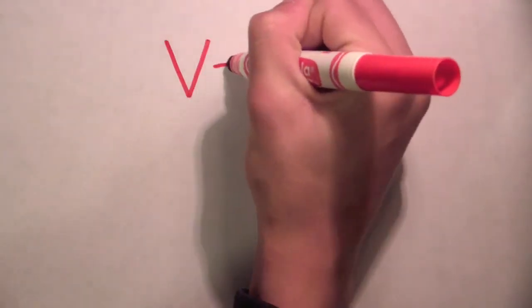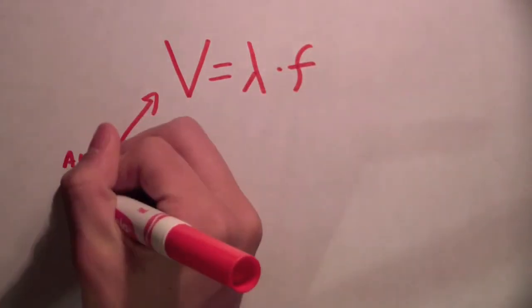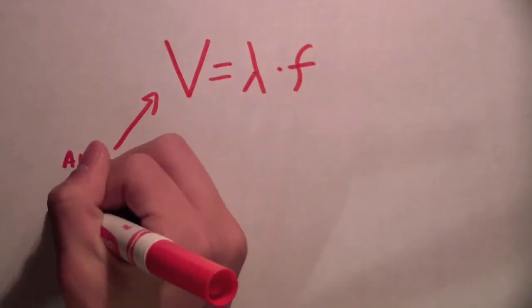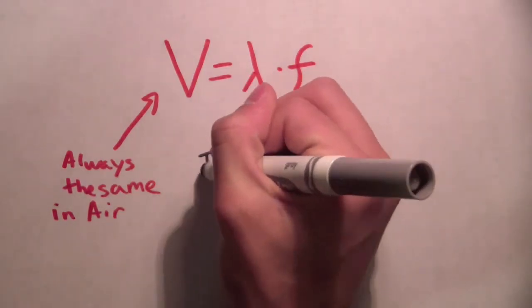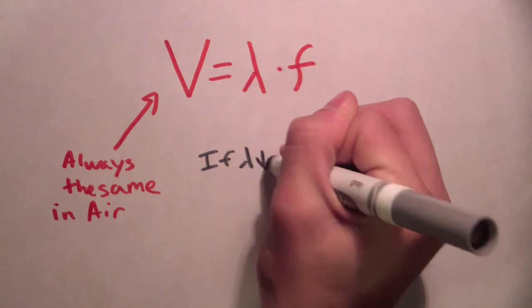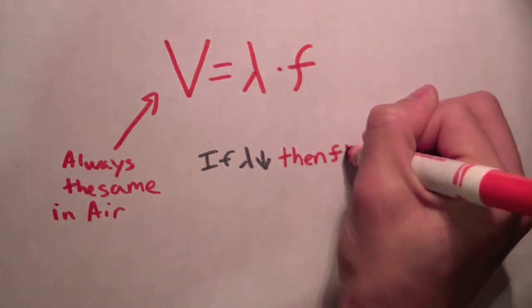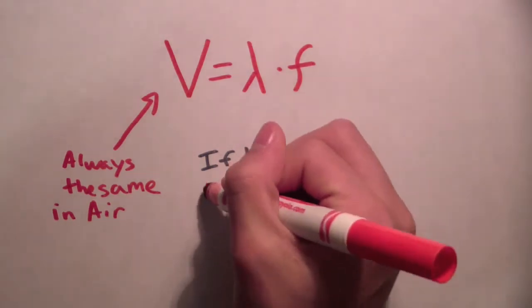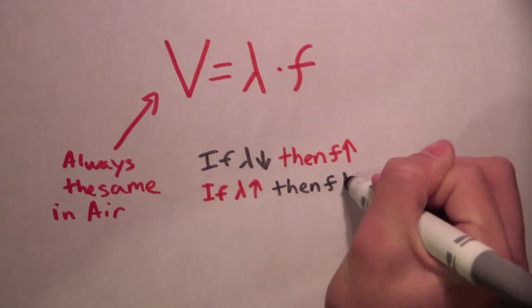This happens because of the equation velocity equals wavelength times frequency. The velocity of sound is always the same in air, around 340.29 meters per second. Because of this, wavelength and frequency are inversely proportional to each other, meaning that when one increases, the other decreases, and when one decreases, the other increases.